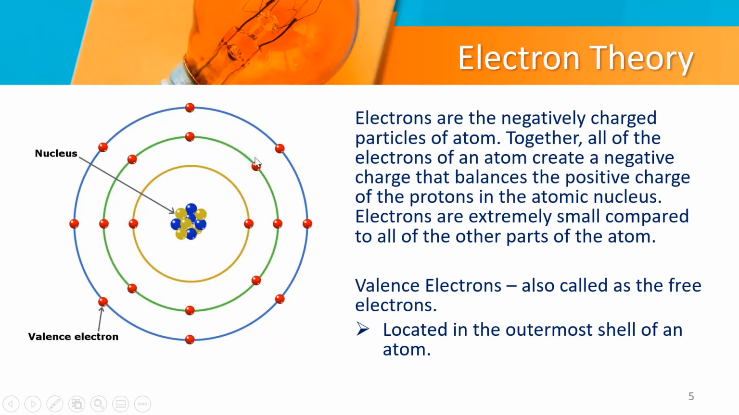I just want to emphasize here right now the presence of the valence electron. The valence electron is also called the free electron and is always located on the outermost shell of an atom. Outermost means the last shell.